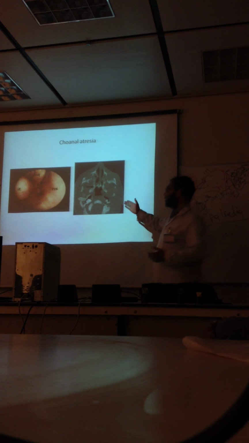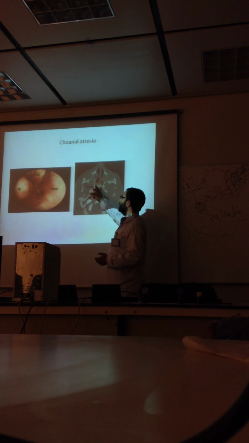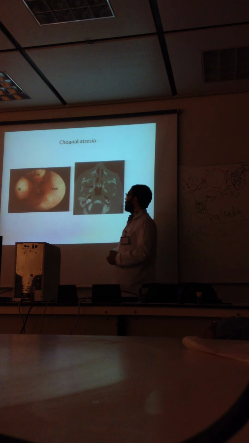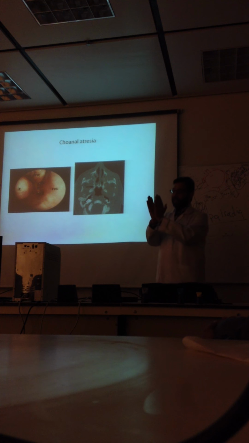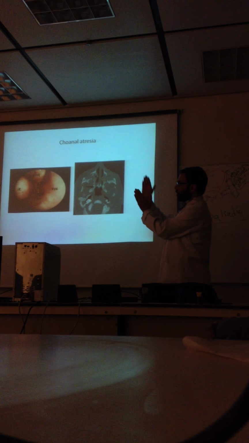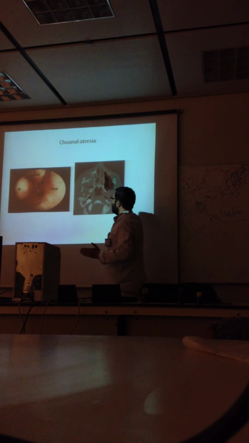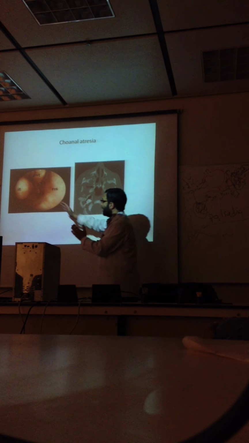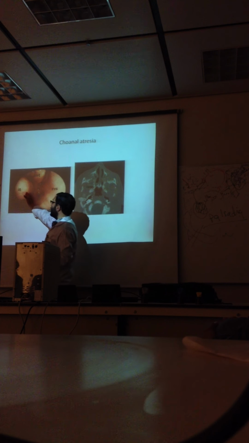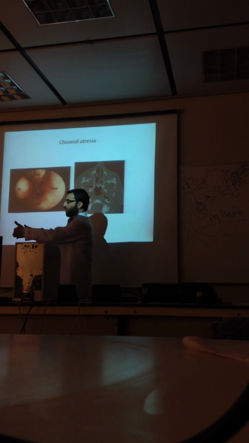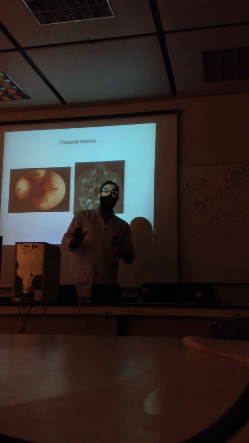In the CT, it is clear here, the atretic plate, and the posterior nose is not normal, it is a funnel shape. So this funnel shape posterior nose, like here. The septum is here, the atretic plate. So you see the posterior nose is in the form of a funnel with the choanal atresia.